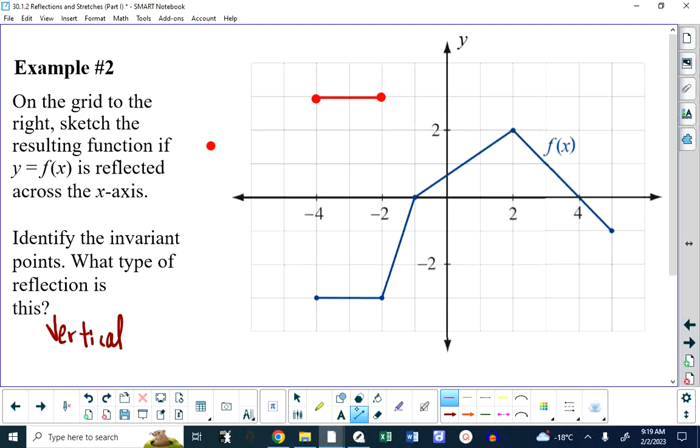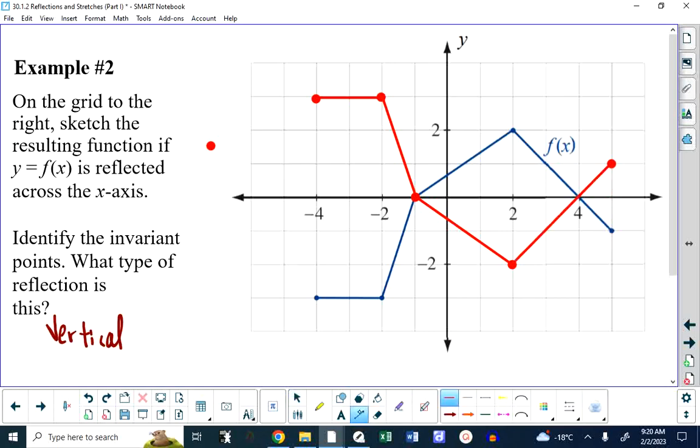This point doesn't move because it's not above, so it's not going to reflect below. It's not below, so it's not going to reflect above. And we can connect this left to right. My next point is this one, which is 2 above, so it's going to be 2 below. And I can connect them. And finally, I have this point, which is 1 below, 1 above, puts it there.